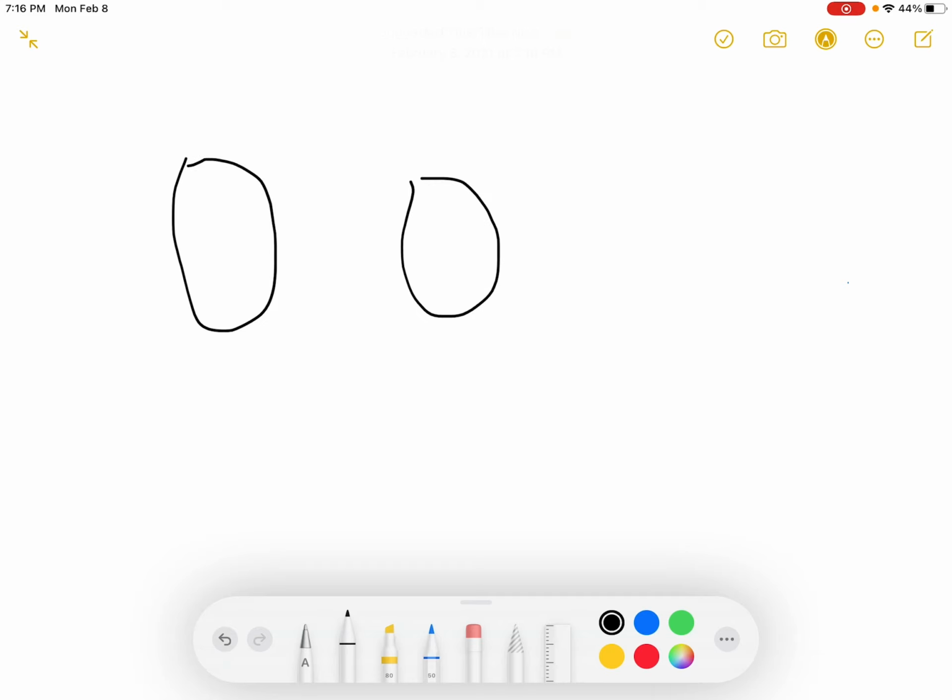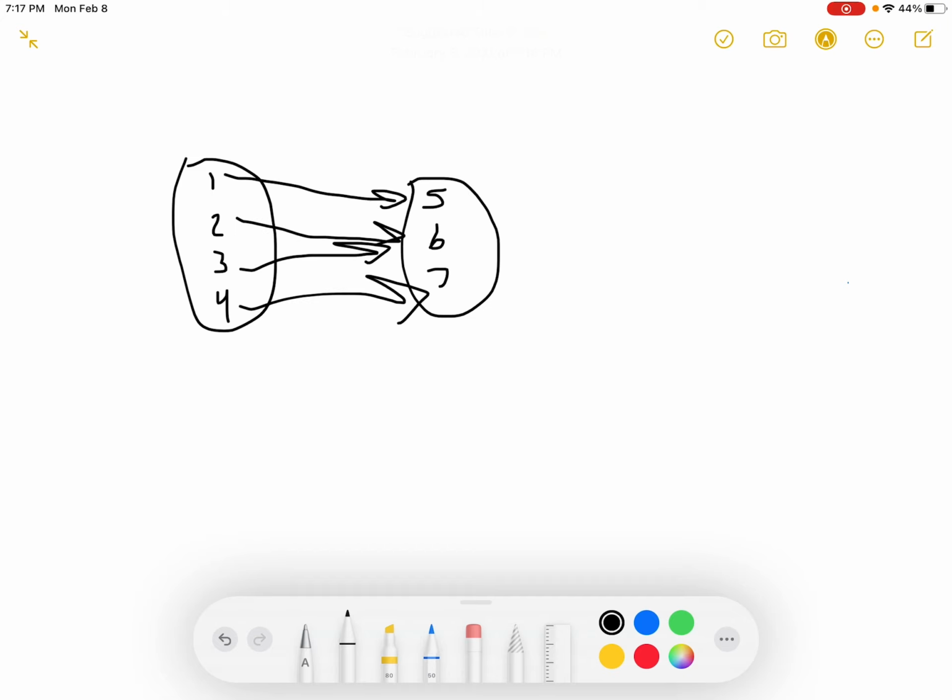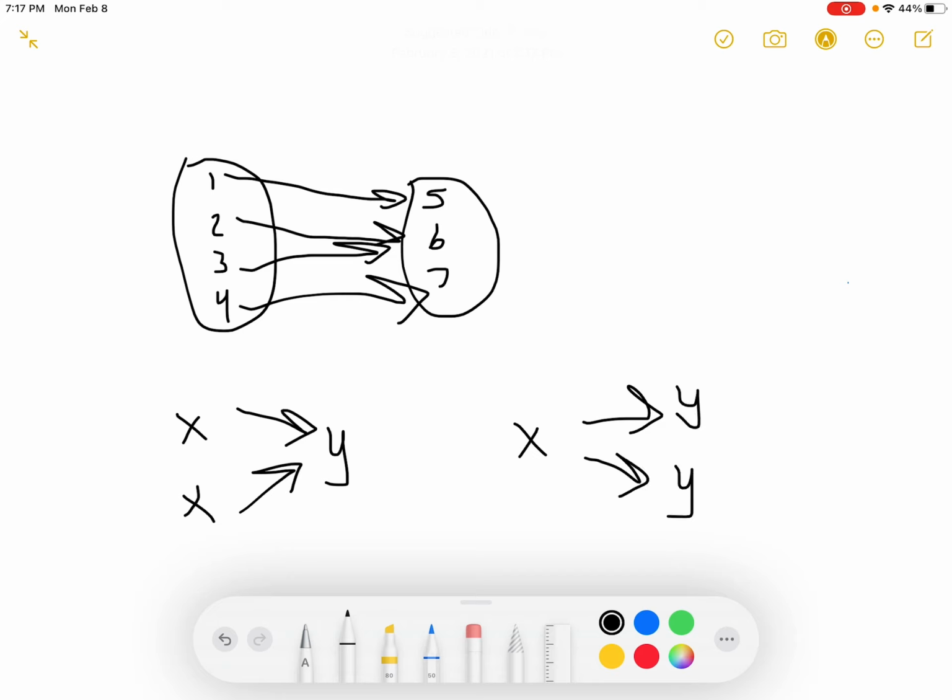Let's say we have 1, 2, 3, and 4, and then we have 5, 6, 7. I don't know. It's simple. Let's say the 1 points to the 5, the 2 points to the 6, the 3 points to the 6, and the 4 points to the 7. This is a function because two x's can point to the same y, but one x cannot point to two y's. So, yes. There you go.